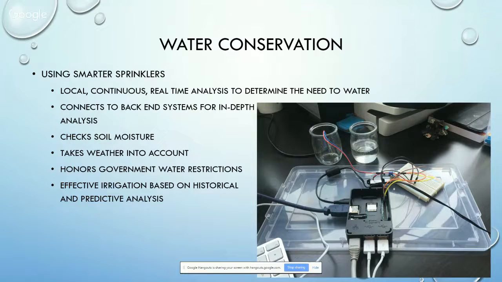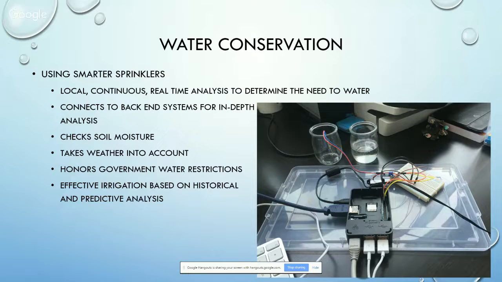We need smart connected sprinklers that are smart enough to perform local analytics to determine whether the local conditions require the sprinklers to be turned on, and something that can also connect to a backend system for more in-depth analysis. For example, to check for rain in the forecast and or government bans on water usage.